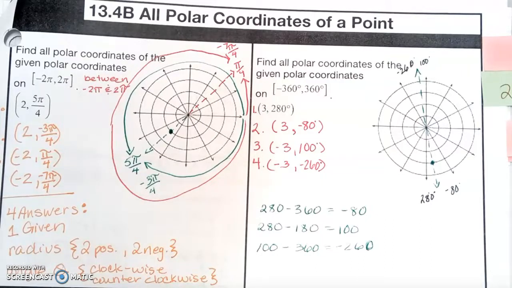So for the positive 3 and 3, we've already got the 3, 280, so we need the negative angle that gets us there, right? So we're going to take 280 minus 360. That gets us negative 80. So 280 and negative 80 are the same spot.